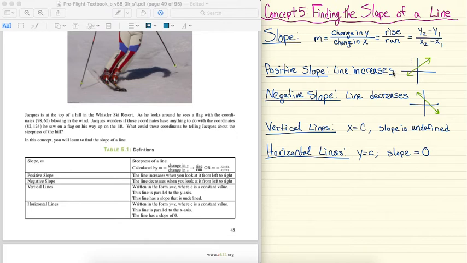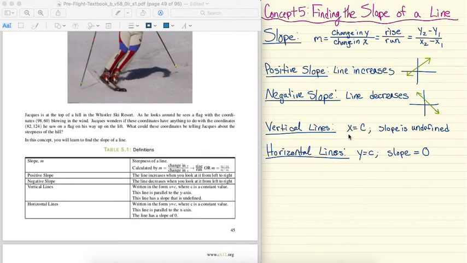Positive slope is when your line increases. So as you're reading your graph from left to right, just like you would read any textbook, you start from the left and go to the right. If your line increases, like you see in this picture, that's a positive slope. If the line decreases when reading from left to right, that's a negative slope.